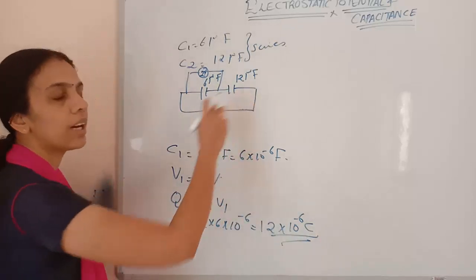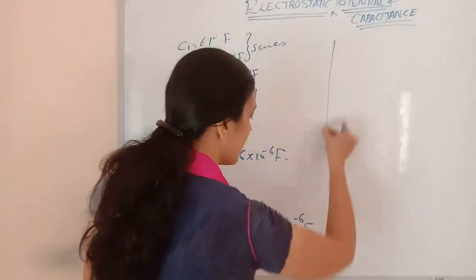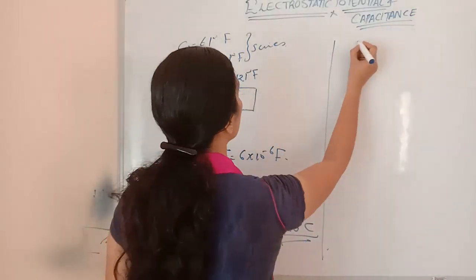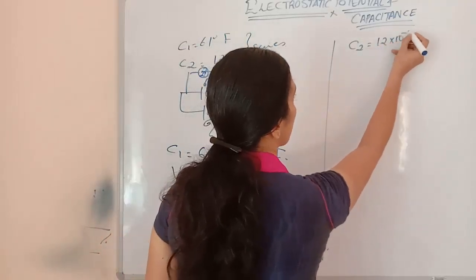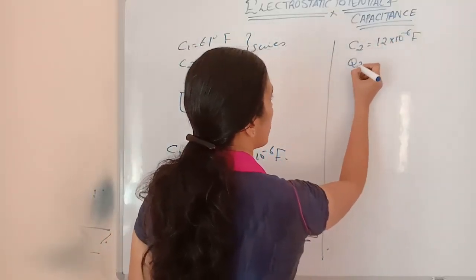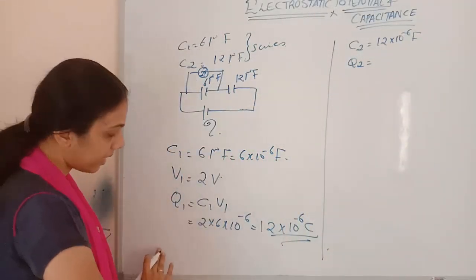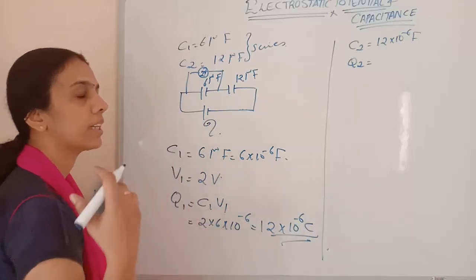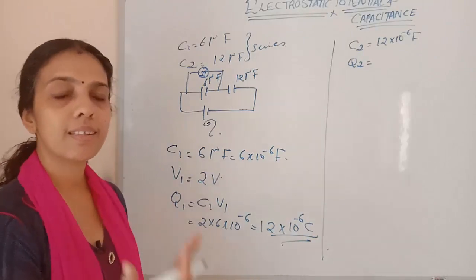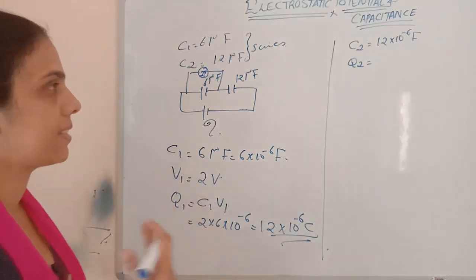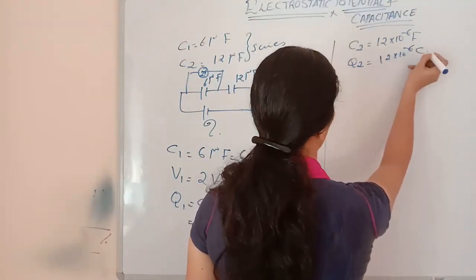Okay, since both are in series, which will be constant? Q will be constant over there. For the second capacitor C2, 12 into 10 to the power minus 6 farad, Q2 will also be the same, since they are in series. If we are connecting resistors, we say current is the same. Here, since it is capacitors, we say charge is the same. So Q2 is the same, 12 into 10 to the power minus 6 coulomb.